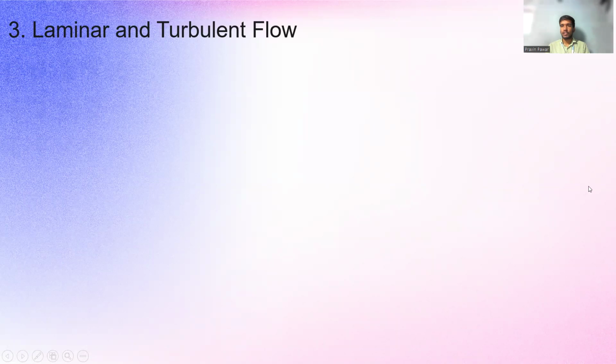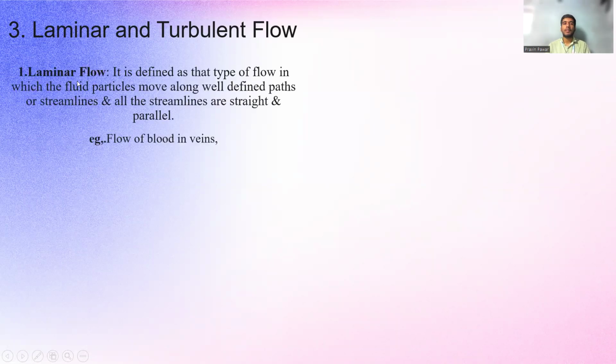The third type is laminar and turbulent flow, which is the most important type of flow in fluid mechanics. First is laminar flow. Laminar flow is defined as a type of flow in which fluid particles move along well-defined paths. They move along streamlines, parallel to each other. In laminar flow, fluid particles never intersect with each other because they are parallel to each other.